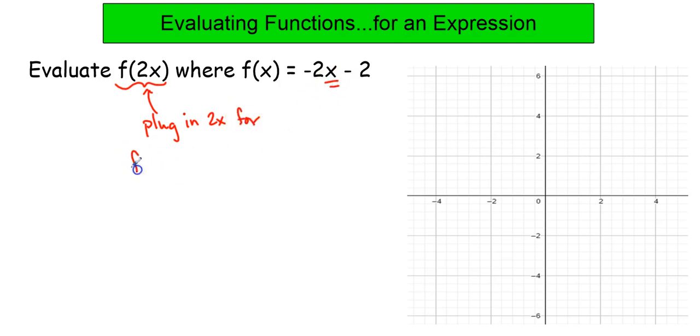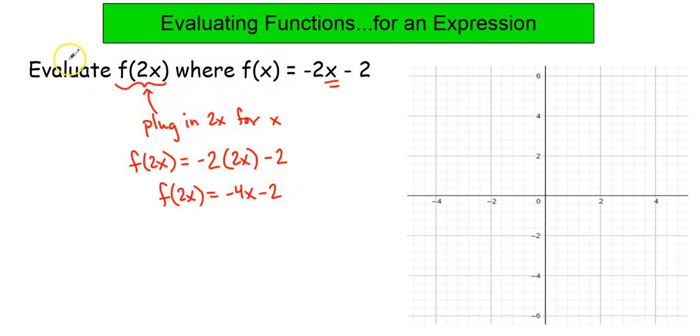There's my x. So f of 2x just means I've got -2 times 2x minus 2. And we can simplify this. So we look at f of 2x equals, that's -4x minus 2. Okay, so this is the exact same thing. I'm going to take whatever's on the inside of the parentheses, I'm going to plug it in, and I'm going to see how that changes the original function. So we went from a -2x minus 2, and we changed this function into a -4x minus 2. So let's go ahead and plot these two. Let's see what we get.